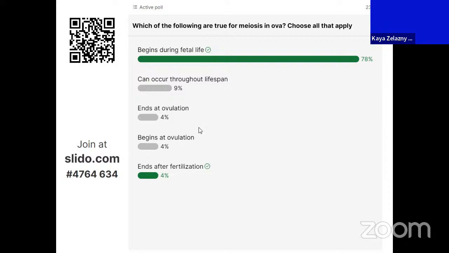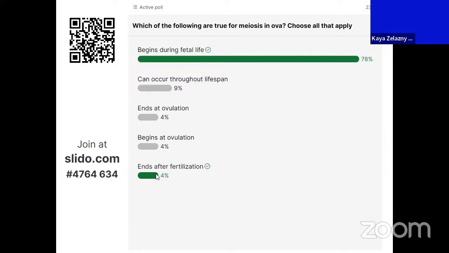Meiosis and gamete production does end in the female reproductive development. So we can no longer mature ova and mature oocytes after menopause. So while we can create functional sperm throughout the lifespan in the male reproductive system, not so in the female.